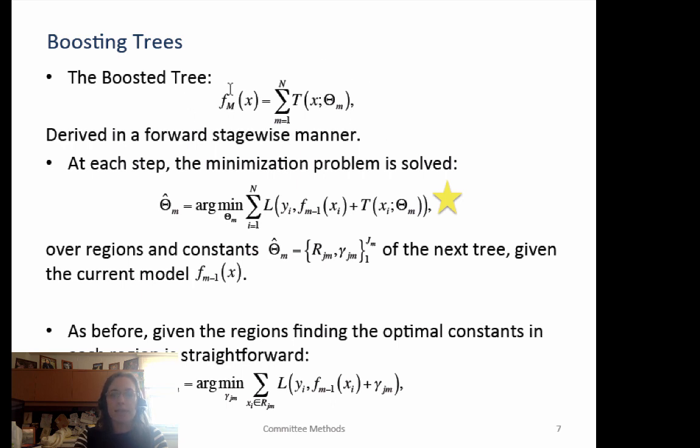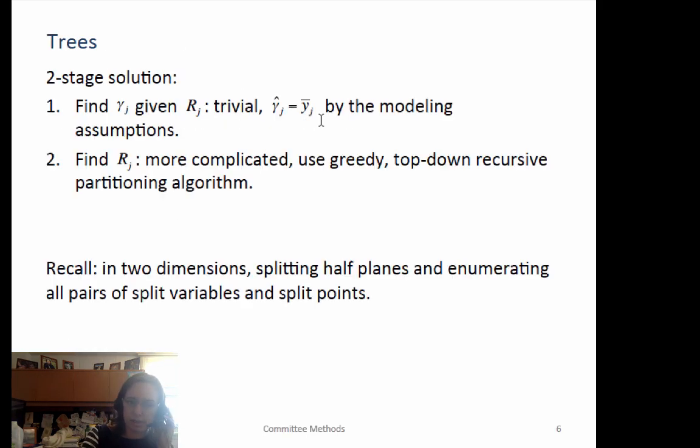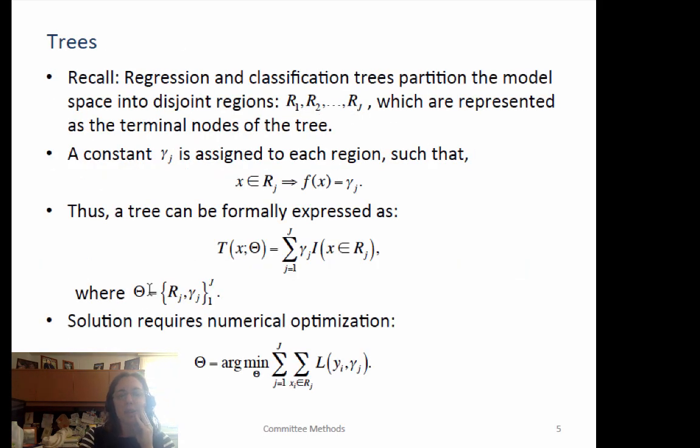This is going to be derived in what your book describes as a forward stage-wise process, very similar to the forward stage-wise selection that we have discussed at some high level in the past. So this is the minimization problem that is solved. We need to figure out what the parameters are. And of course, going back a couple of slides, the parameters define the tree. It's the regions and the predictions.